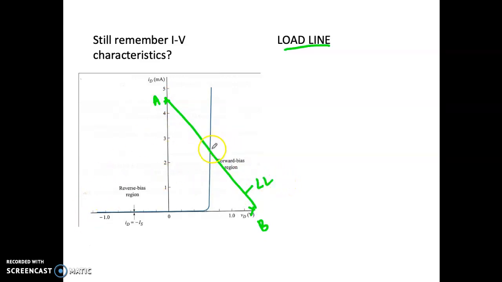So what is the function of this load line? The intersection between this load line and the blue one here, which is the IV curve, is the point that we want. It means here will be ID and VD. Always remember the aim of this DC analysis: we want to find ID and VD.